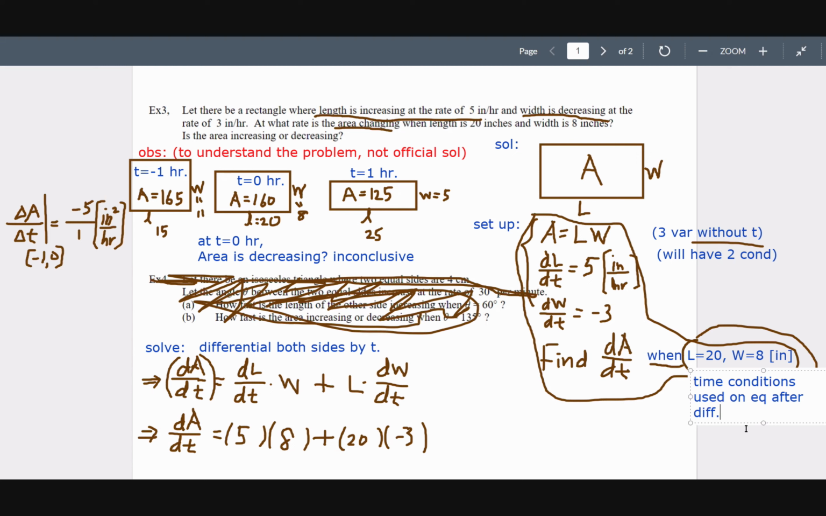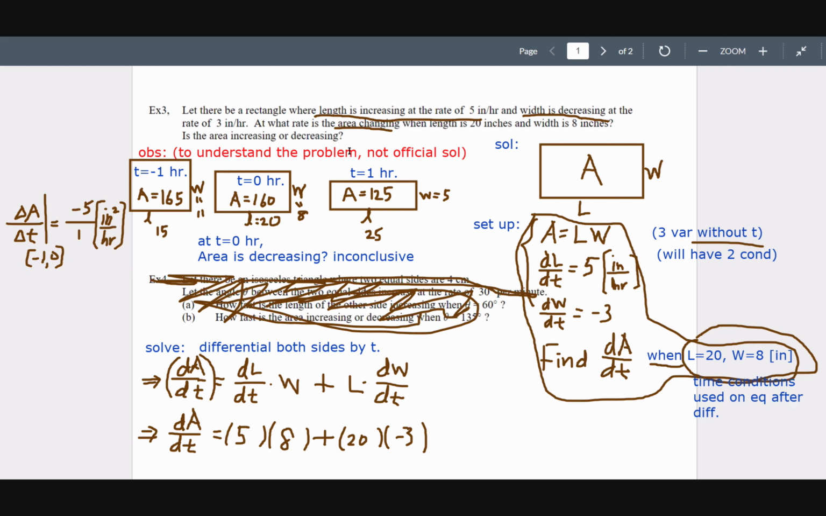The time condition is always used after we differentiate the equation. So once we differentiate, we get the equation like this. And then once it's differentiated, we will be using the time condition. So never plug these time conditions into the equation before differentiation. All right? Because a lot of students write this, and then they start plugging this L equals 20 and W equals 8 into the equation. And then if you do that, you get A is equal to 160, but that will be useless information. The fact that the area is equal to 160 is useless. Yeah, that's correct, but again, that information is not that useful.